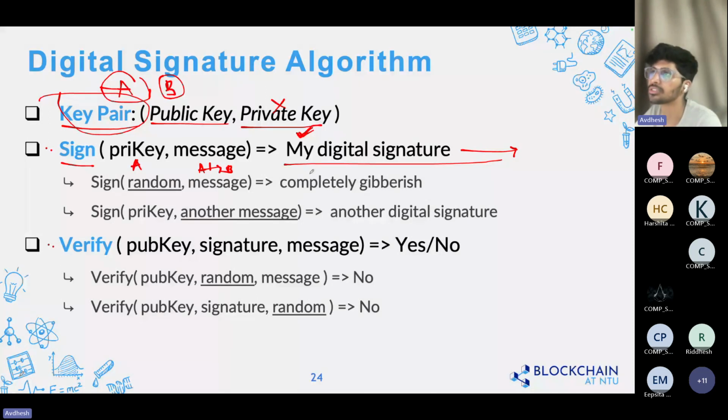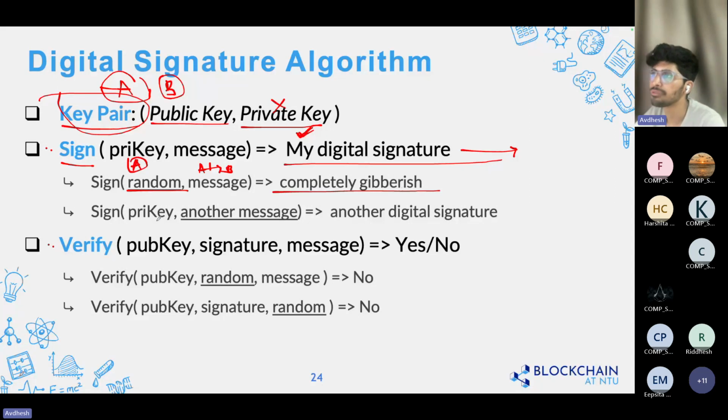I'll just repeat myself. The sign function takes the private key of Alice and the message from Alice to Bob. So this is a unique digital signature which carries the impression of Alice. Now if, instead of a private key, I write something gibberish that doesn't make any sense, it will give me completely gibberish. It's just like the concept of garbage in, garbage out.